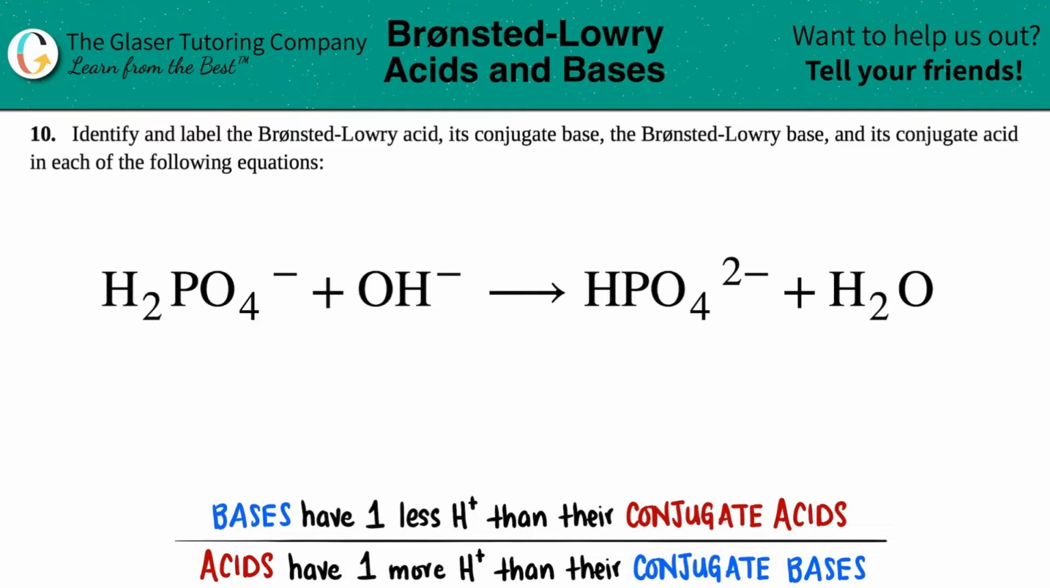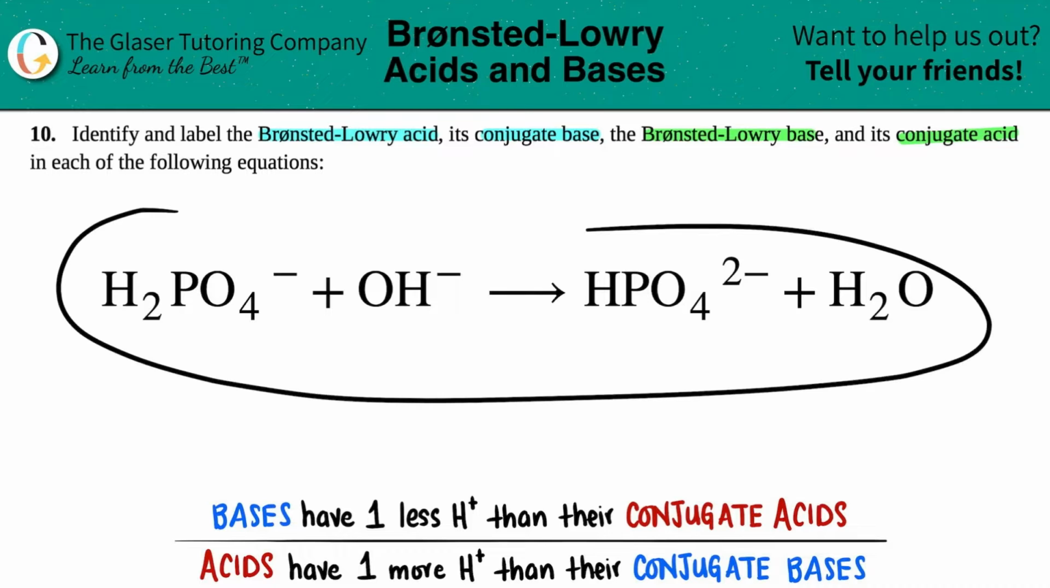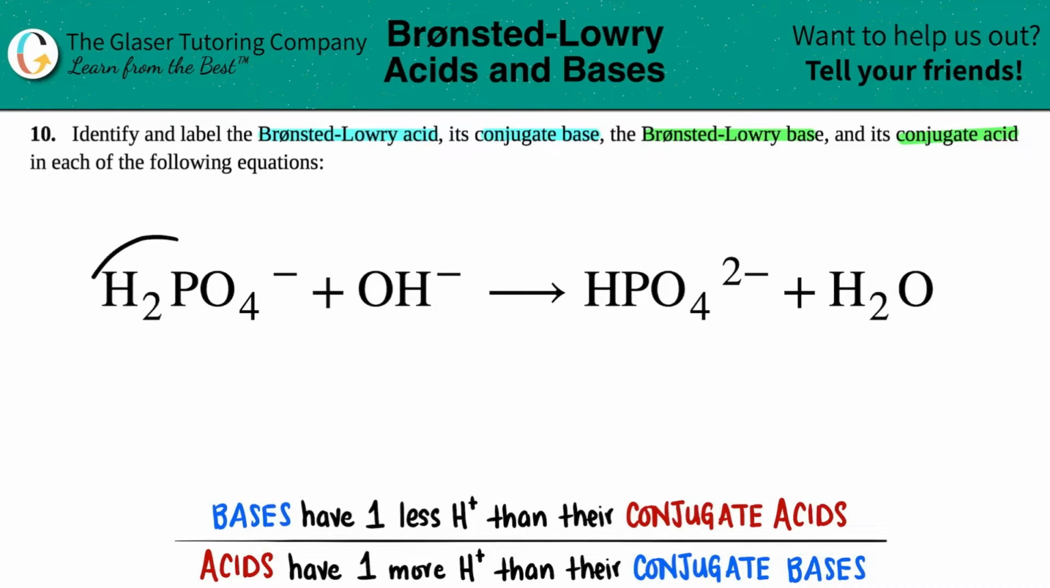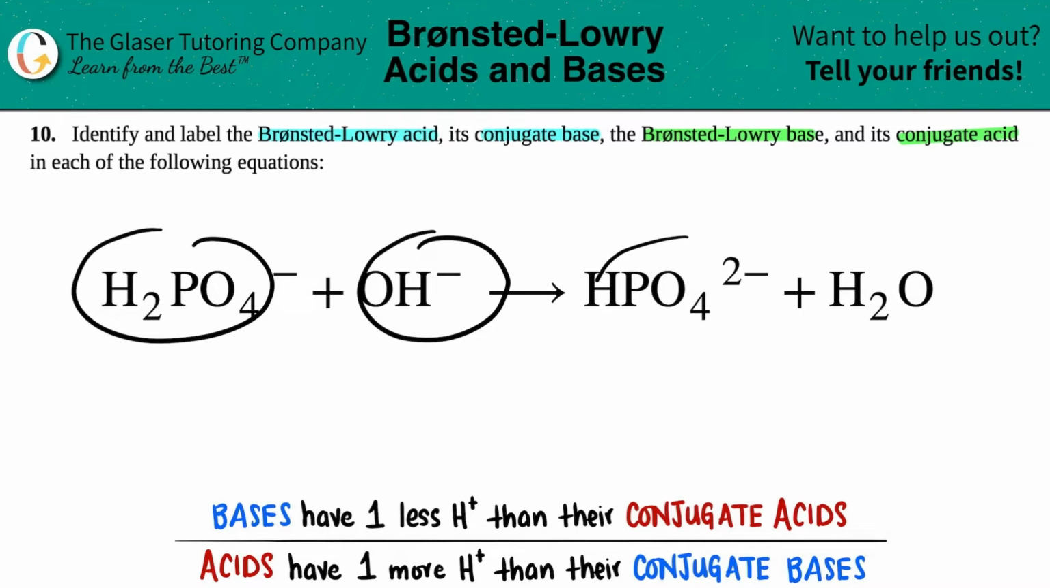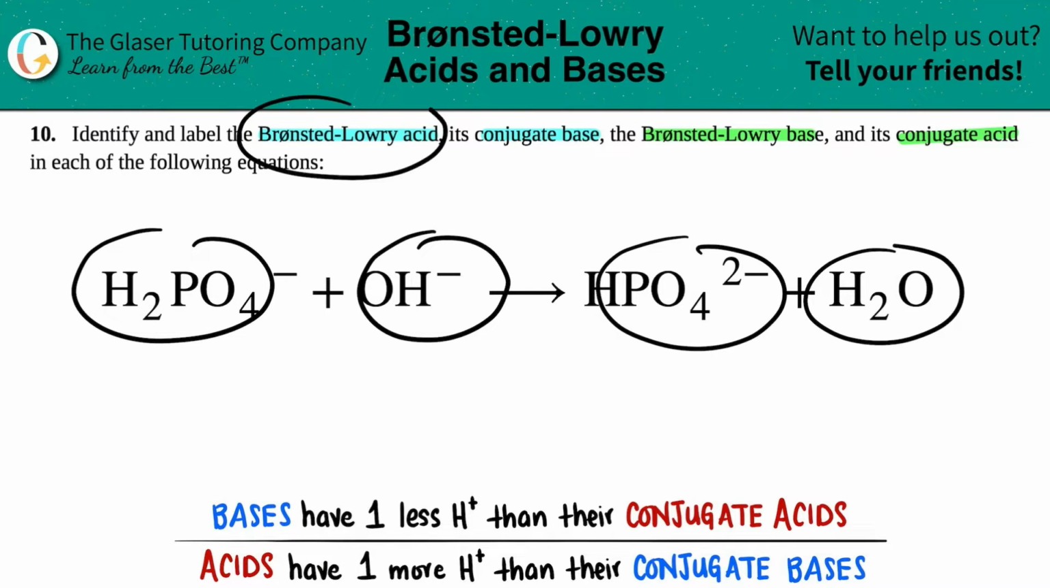10. Identify and label the Bronsted-Lowry acid, its conjugate base, and then the Bronsted-Lowry base and its conjugate acid in each of the following equations. And then we have this lovely equation right here. So we have H2PO4 minus plus OH minus, which will yield HPO4 2 minus plus H2O. And with these four components, 1, 2, 3, 4, we have to find four different things.